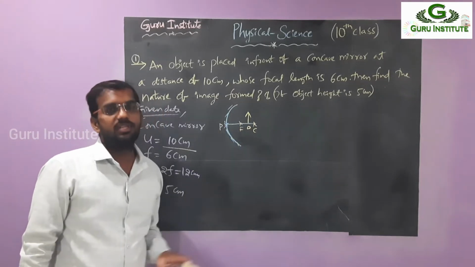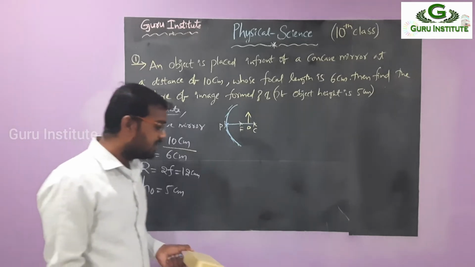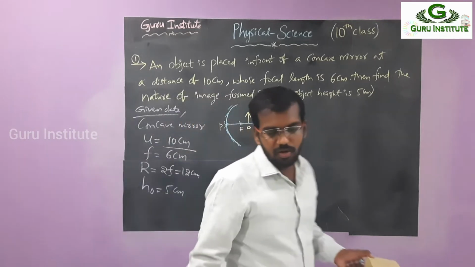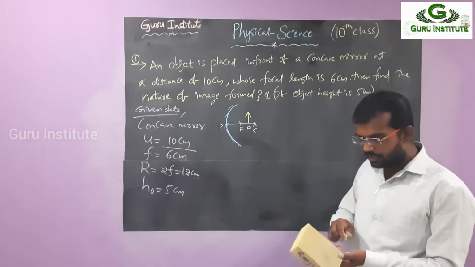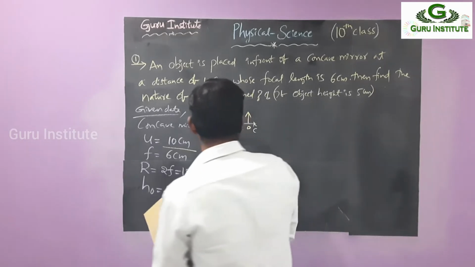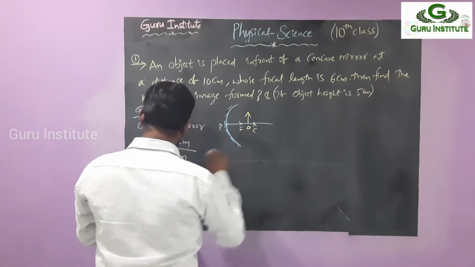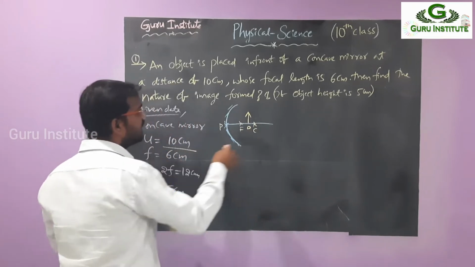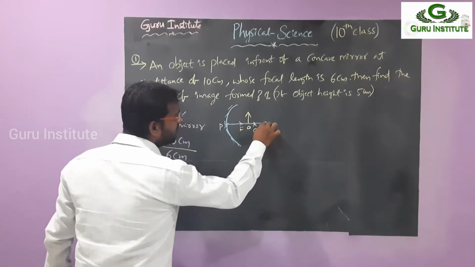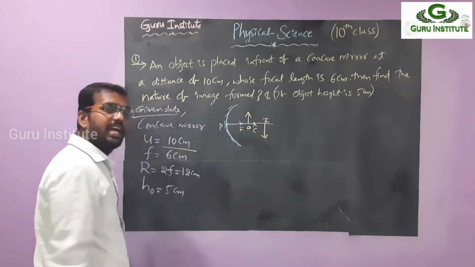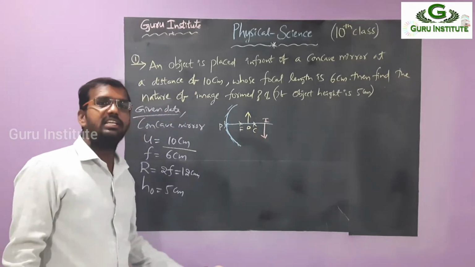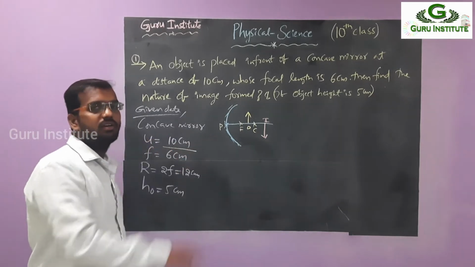Whenever the object is placed in between F and C, where would the image be formed according to our knowledge? Beyond C, and it should be inverted. It looks like this. According to our knowledge, the image is formed beyond C. And automatically we know that the image size is enlarged, it is inverted and it is real. From this we know the answer.